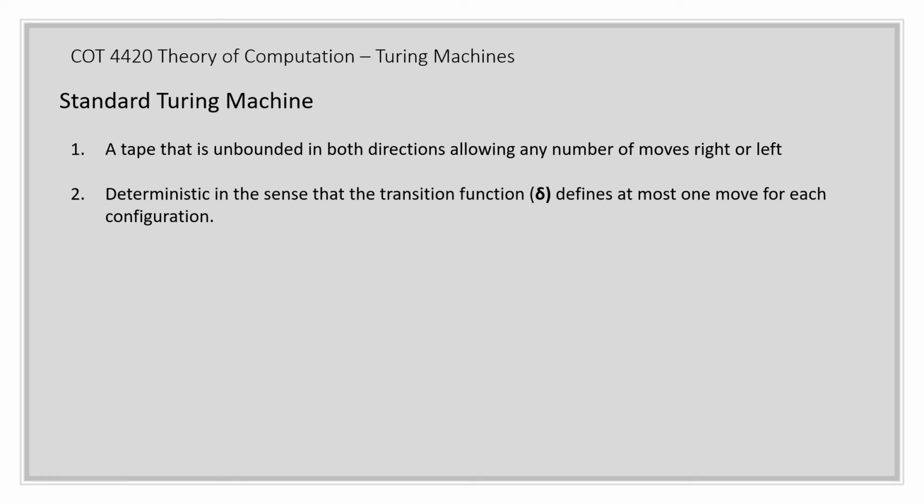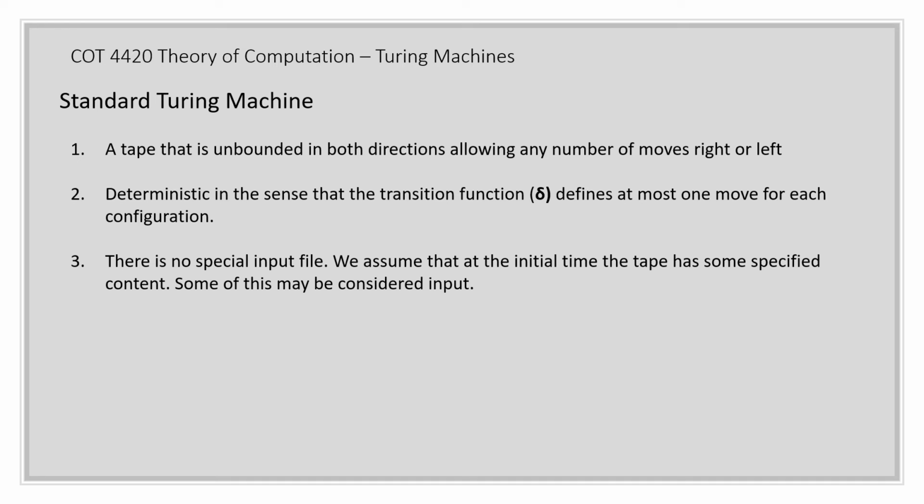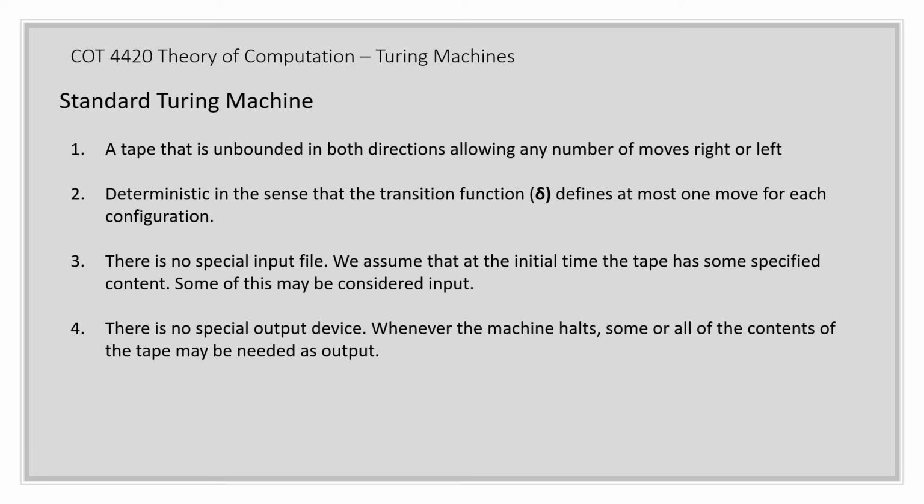So we don't have multiple moves on a transition, but unlike a DFA, where you had to define every single move for every transition, you don't have to do that. There's no special input file. We assume that at the initial time the tape has some specified content, and some of this content may be considered input. There's no special output.